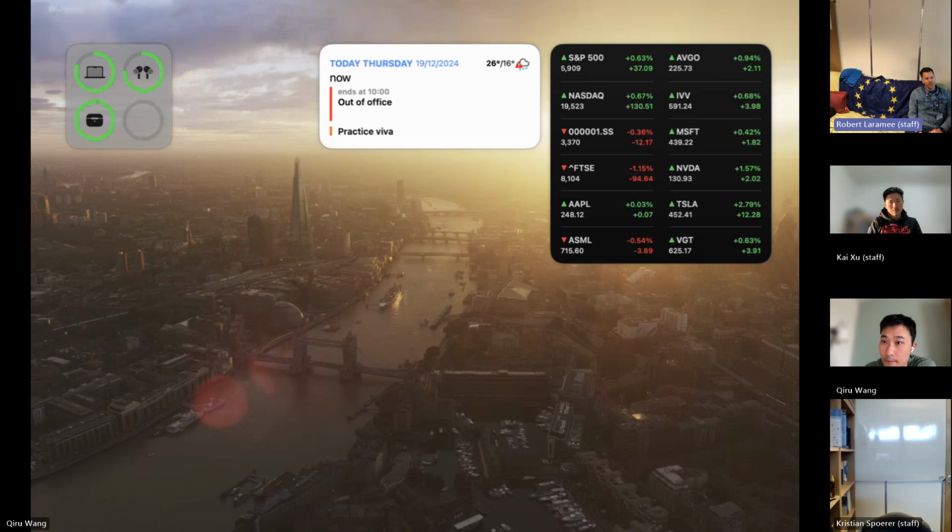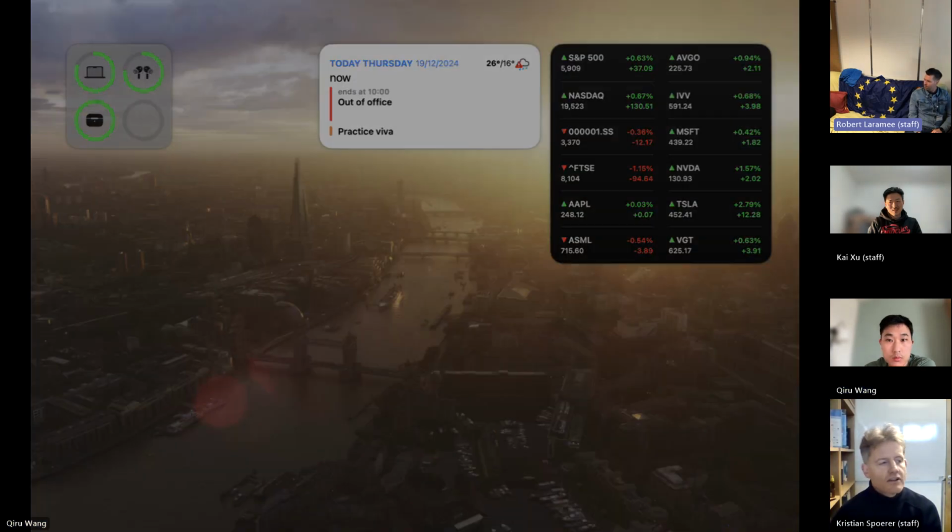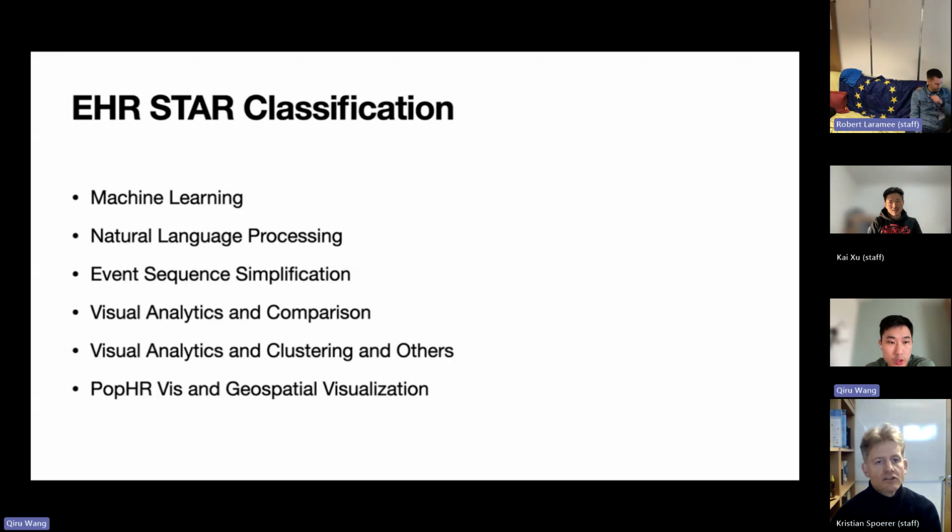Okay, what about the cartograms paper? Where would you put that? Oh, sorry. Can I ask a quick question about that star? Sure. Is that EHR star classification your contribution, which is in your thesis? Did you contribute that from your PhD research?